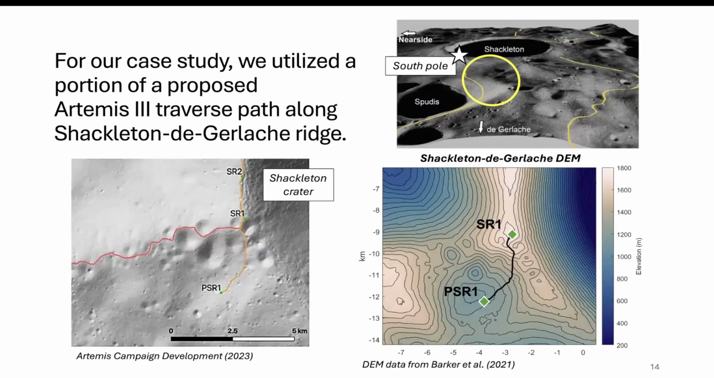For our specific case study, we utilized a portion of a proposed Artemis 3 traverse along the Shackleton de Gerlache Ridge, which is why I was showing Shackleton earlier. That's related to what we're doing here. So I have on the top right this visual of where Shackleton is in relation to other parts of the moon. So the near side is over here. It's right at the South Pole. That star is the South Pole, and the Shackleton de Gerlache Ridge is circled by that yellow circle. So we're using the PSR1 to SR1.